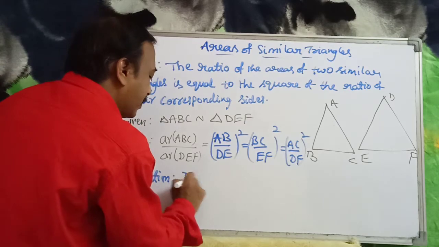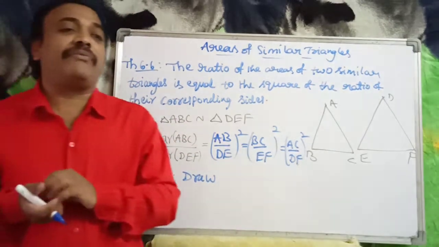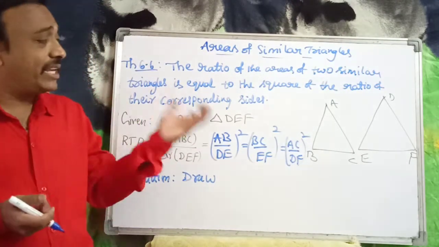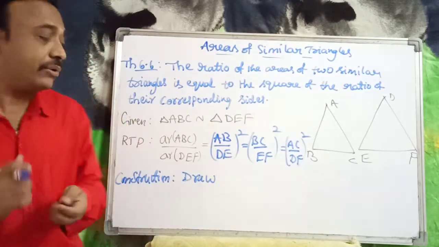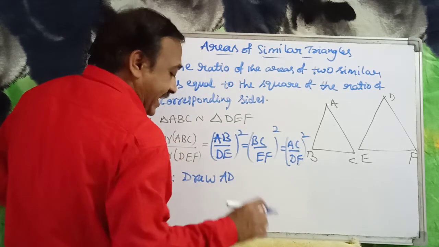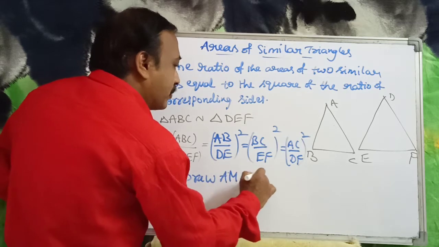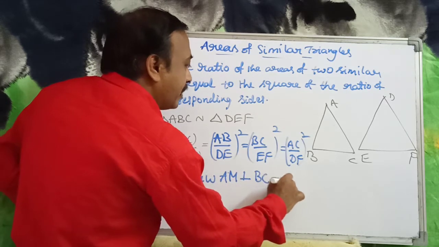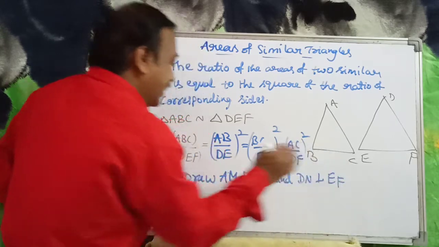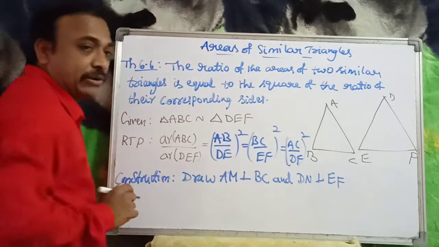Draw, because area means immediately how to calculate the area of a triangle. We use the general formula, half into base into height. So we require some altitude. For that we are taking altitude. Draw AM perpendicular to BC and DN perpendicular to EF.